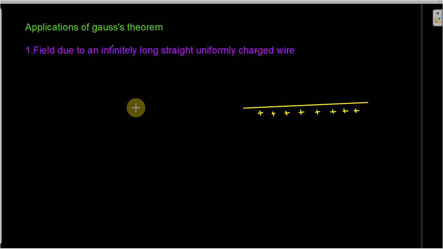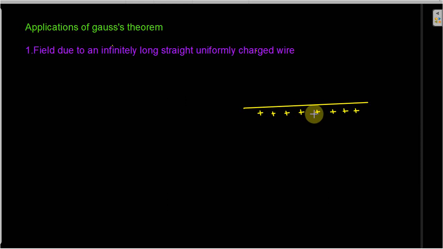Today in this lecture we will discuss applications of Gauss theorem. The first application which we are going to discuss in this lecture is the field due to an infinitely long straight uniformly charged wire. So we will find the electric field due to an infinitely long straight wire that is uniformly charged, meaning the charge is equally distributed on the wire.